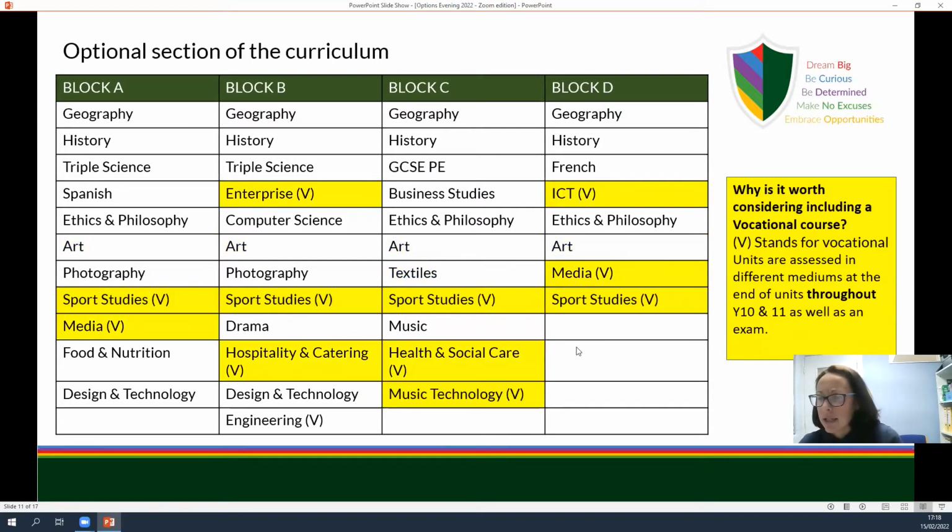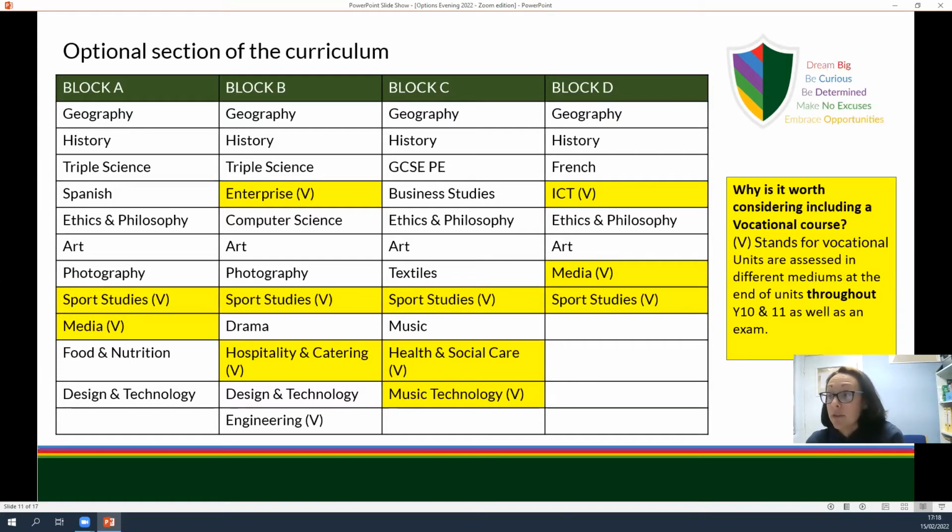And then you may be thinking of why some of these subjects have got a capital V next to them. Now, what this indicates is that they are a vocational course. So whereas so far I've been talking about GCSEs being 2 years with exams at the end of the 2 years, a vocational course is more coursework based, project based. And the idea is that with these subjects, we can collect part of the assessed grade as we go through the year.